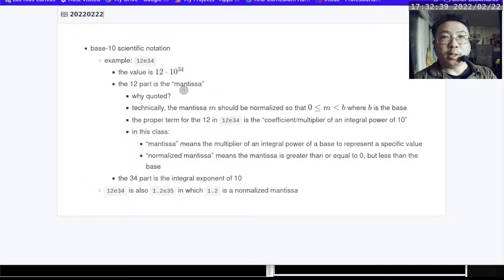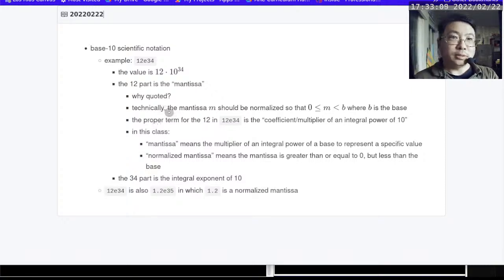The 12 part here is the mantissa, and you can see that I have put mantissa in double quotes, because that's actually not how mantissa is defined. There are several, I wouldn't say conflicting, but several alternatives to define what is mantissa. But in this class, in the context of this class, we're going to use this particular definition.